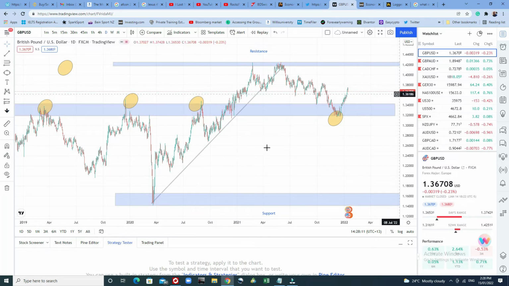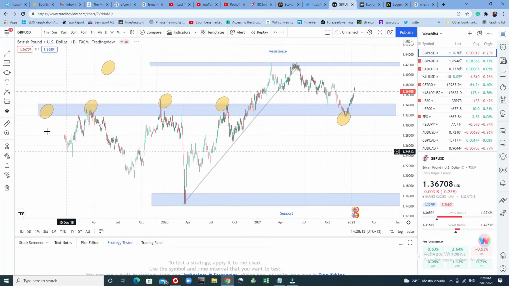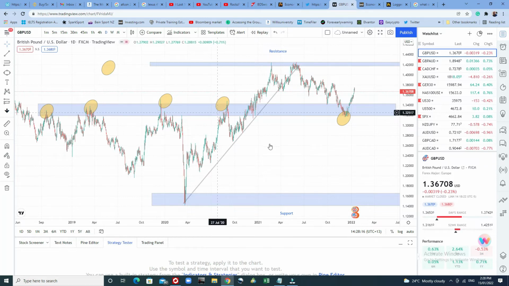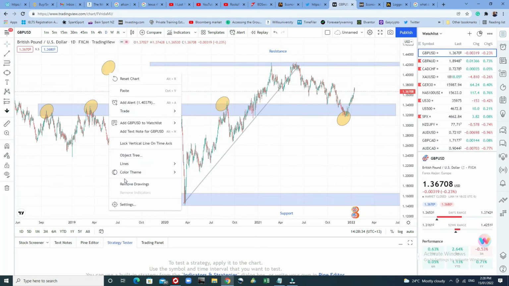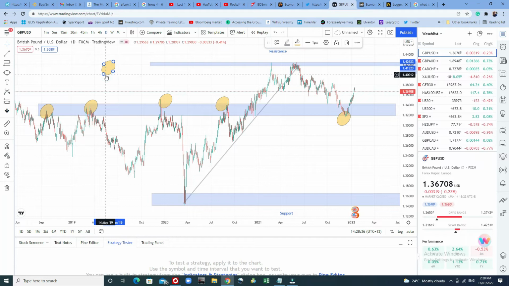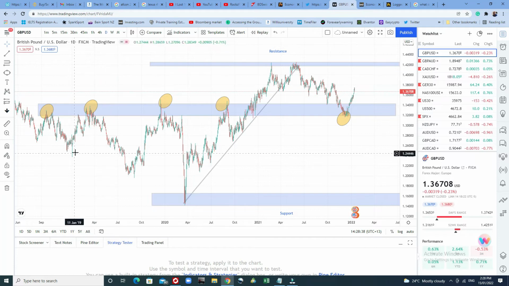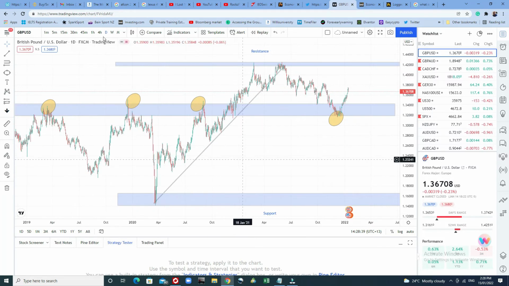Now if you look at this area I've marked, what we do in trading is that we identify areas of importance. You can see that I marked these places yellow because they are areas of importance. So let's take this one out first. Okay, now that's on the daily time frame.